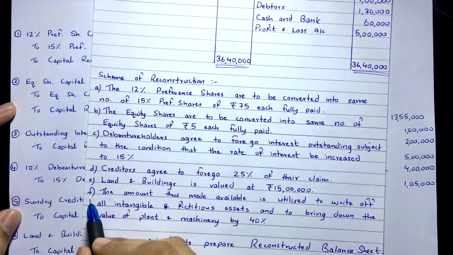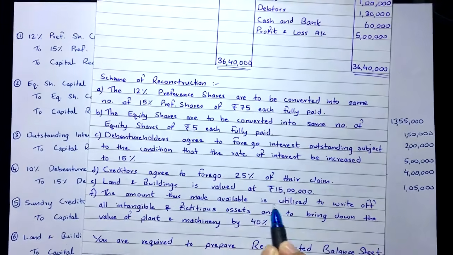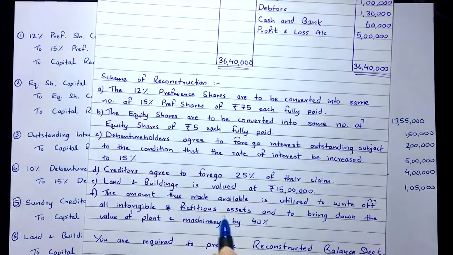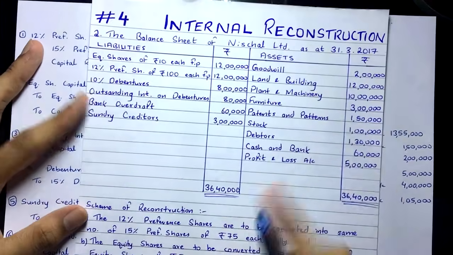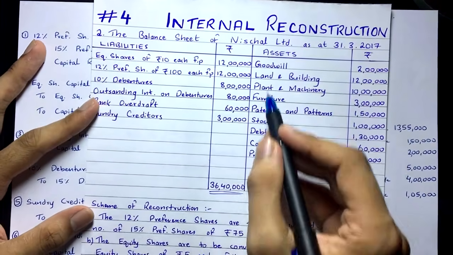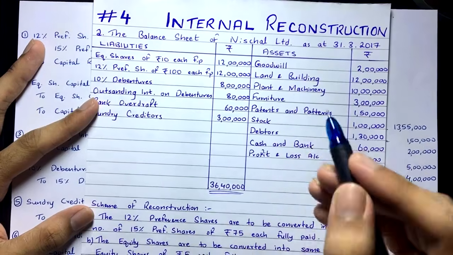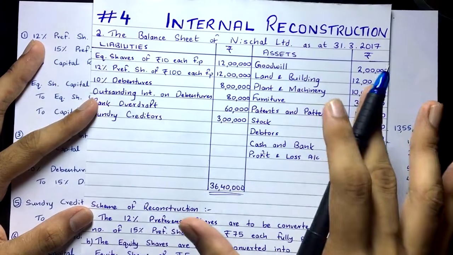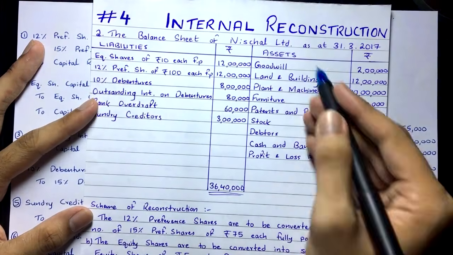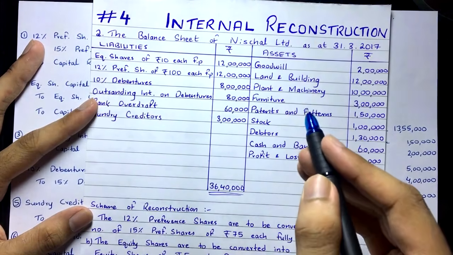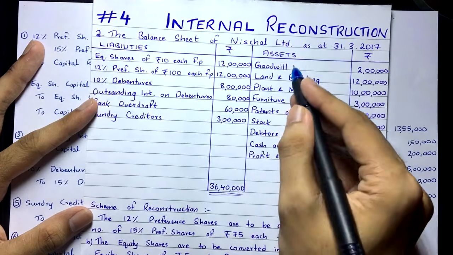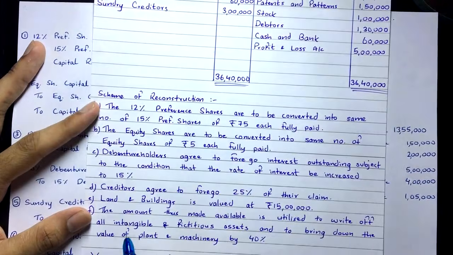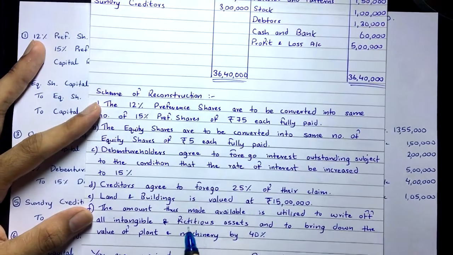Then the last thing, see here, the amount thus made available is utilized to write off all intangible and fictitious assets. Now here in this question, the intangible assets are two, patents and goodwill. Now how can this loss making company, Nischal Limited, have goodwill? It can't have goodwill. So whenever goodwill is given in internal reconstruction, you have to write it off, scrap it off. Even patents also. So that's what we are doing here. We have to write off all intangible and fictitious assets.